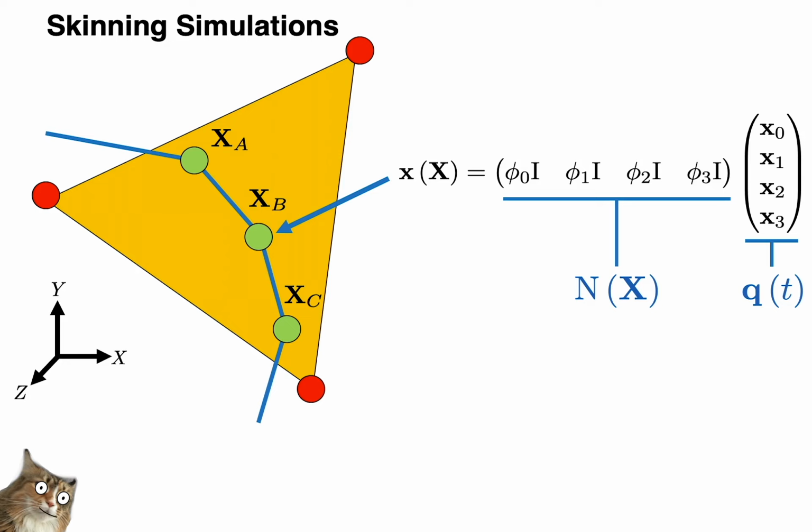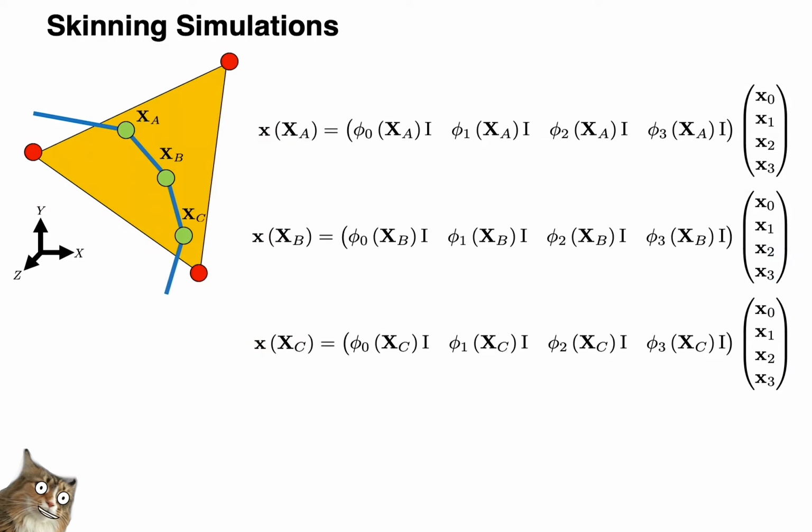From our shape function equation, we immediately know that the world space position of these points can be computed from the positions of our tetrahedral vertices. And we do this by evaluating the shape functions at each surface vertex position. Remember, these positions are all in the undeformed space, so this can all be done as a pre-process, once both the simulation and surface meshes are loaded.